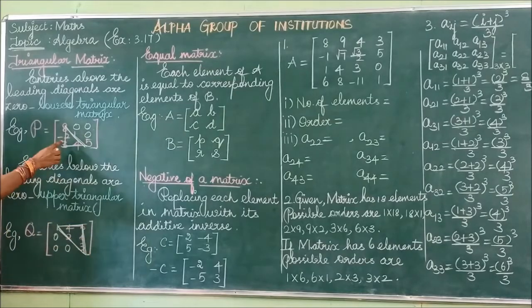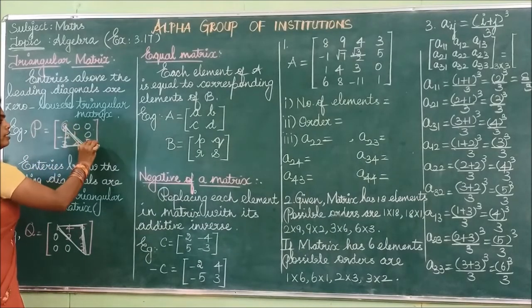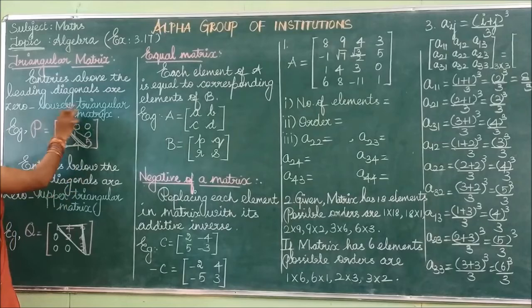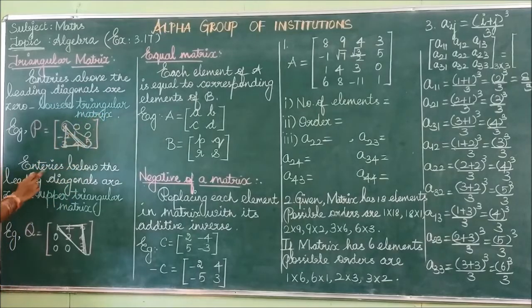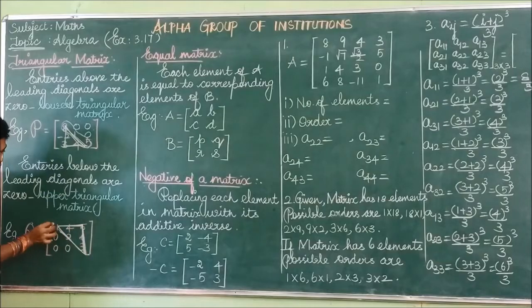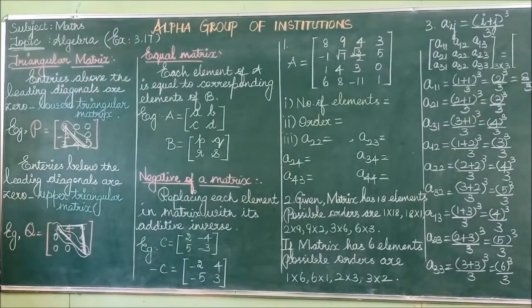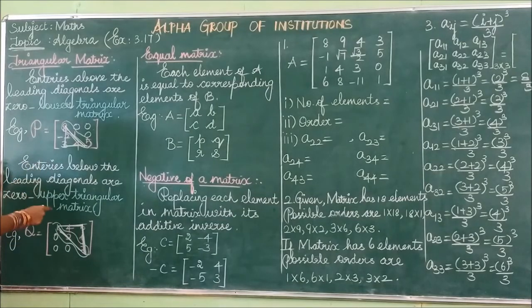Entries above the leading diagonal are 0 is called a lower triangular matrix. Entries below the leading diagonal are 0 is called an upper triangular matrix. So these are the two variations in the triangular matrix. The next one is the equal matrix.